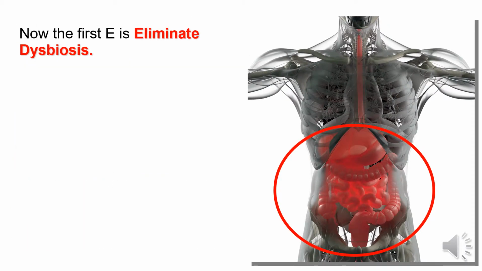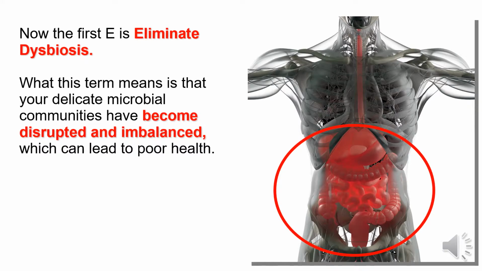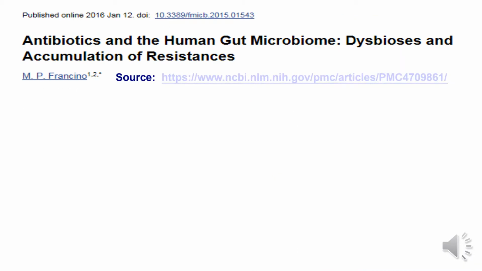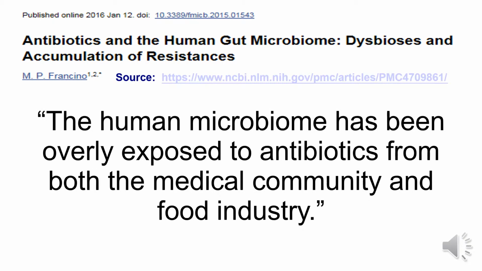Now, the first E is eliminate dysbiosis. What this term means is that your delicate microbial communities have become disrupted and imbalanced, which can lead to poor health. And one of the major causes of dysbiosis is the use of antibiotics and pharmaceutical drugs. As the National Institute of Health points out in their article, Antibiotics and the Human Gut Microbiome, Dysbiosis and Accumulation of Resistance, the human microbiome has been overly exposed to antibiotics from both the medical community and the food industry.